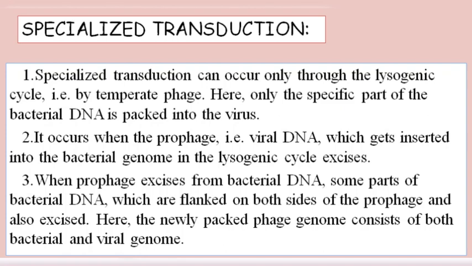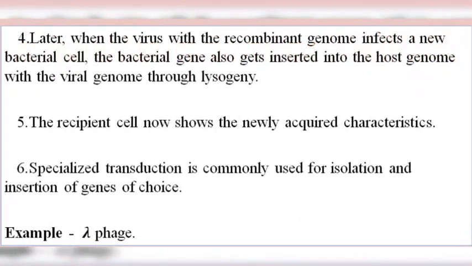It occurs when the prophage, which gets inserted into the bacterial genome in the lysogenic cycle, excises. When the prophage excises from bacterial DNA, some parts of bacterial DNA which are flanked on both sides of the prophage are also excised. Here, the newly packed phage genome consists of both bacterial and viral genome.